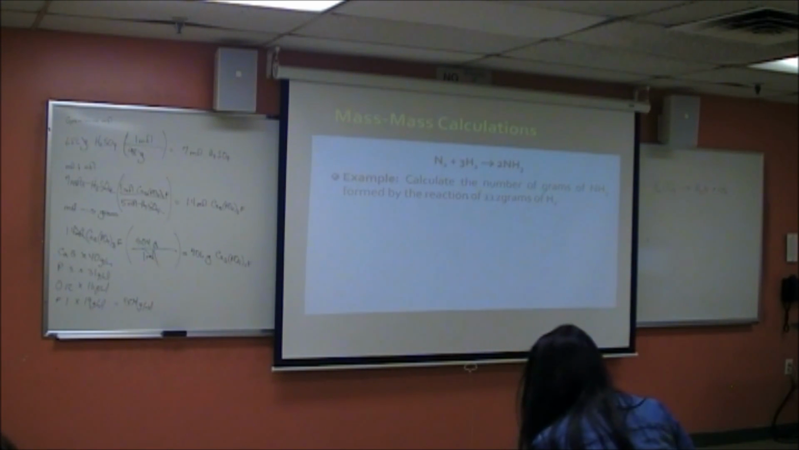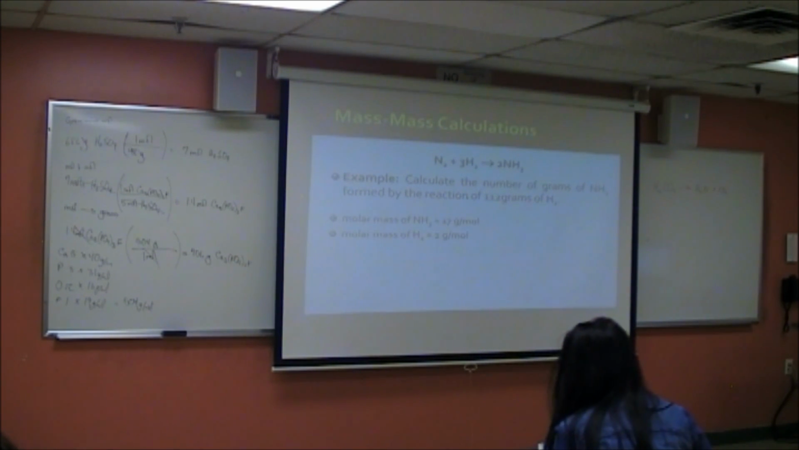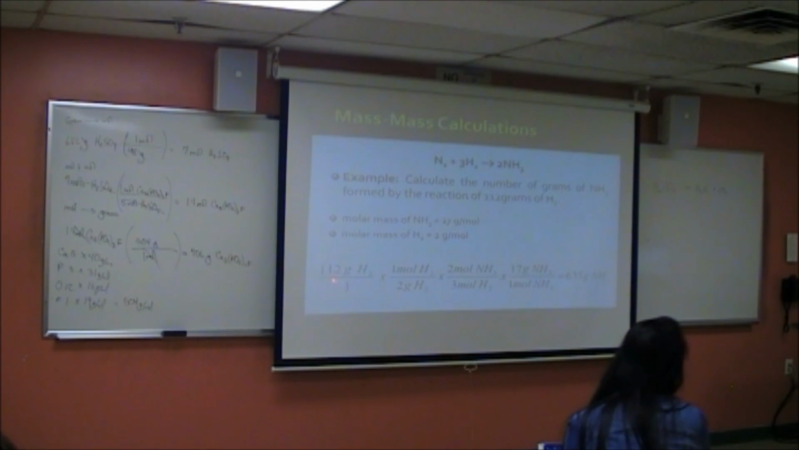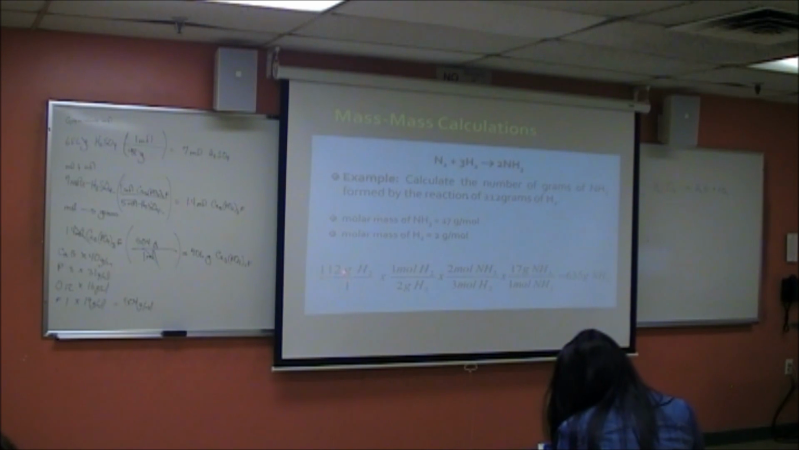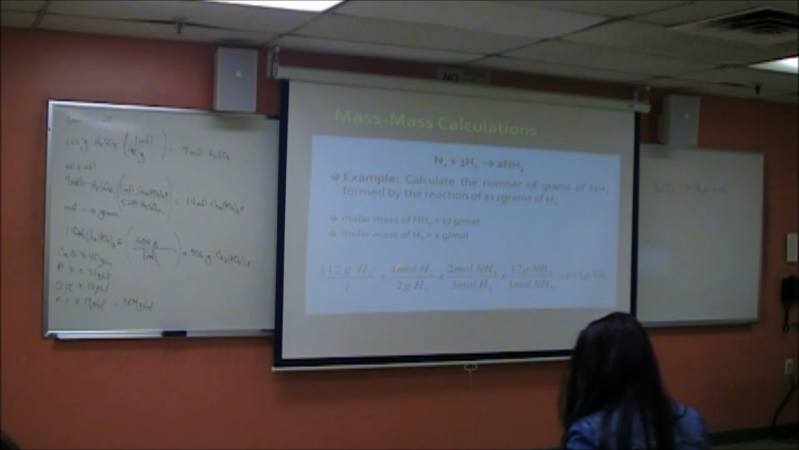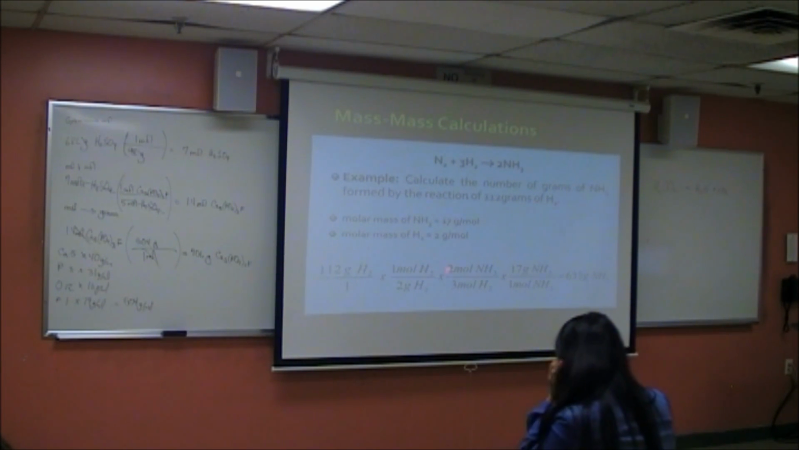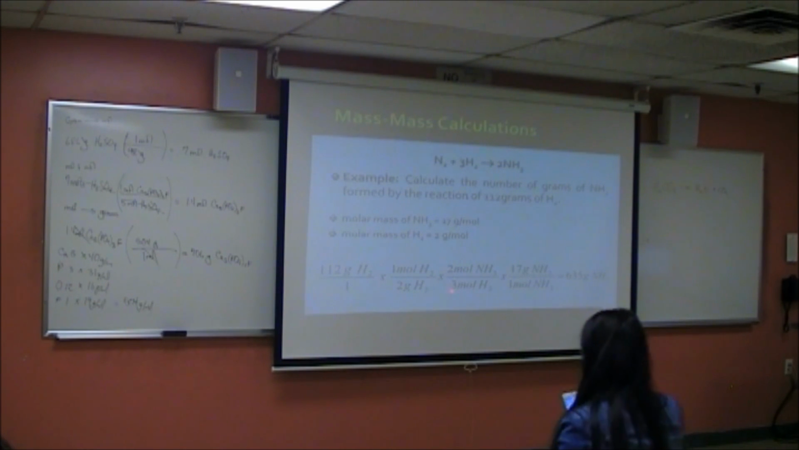So here, what we're talking about is 112 grams of hydrogen gas. Here you're converting it to 56 moles of hydrogen gas. You take that 56, you do your mole to mole ratio. 56 multiplied by 2, divided by 3 gives you 37.3. Multiply that by 17.